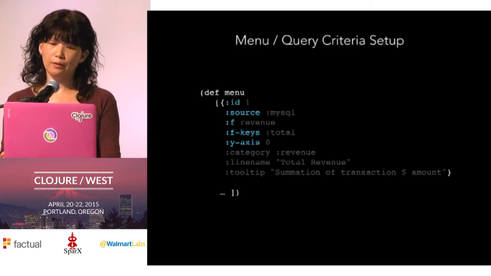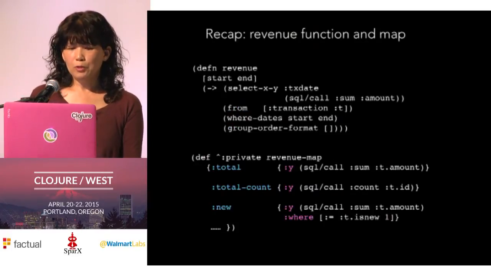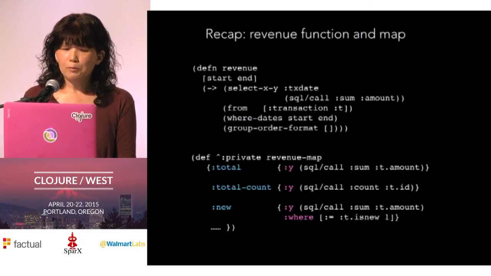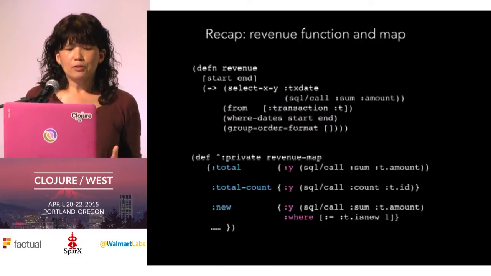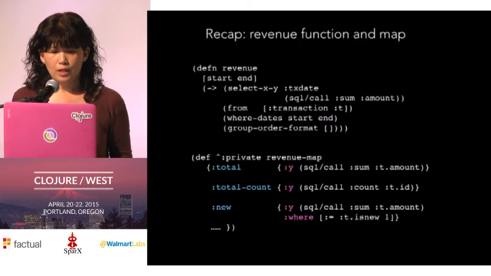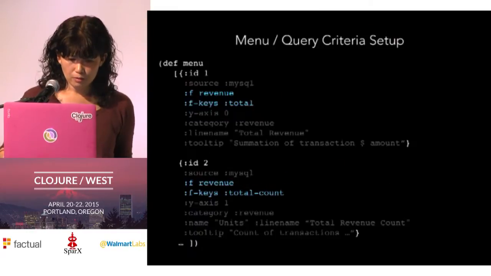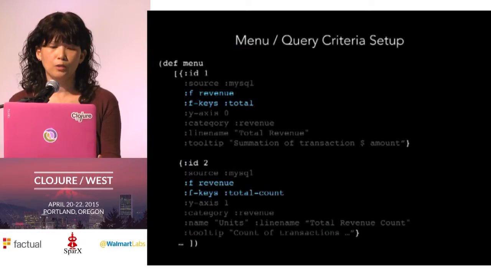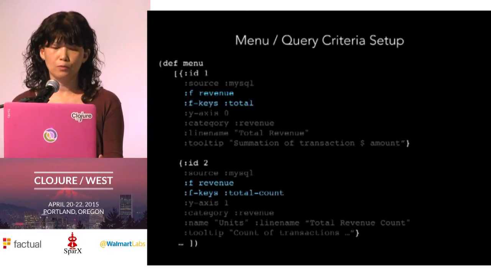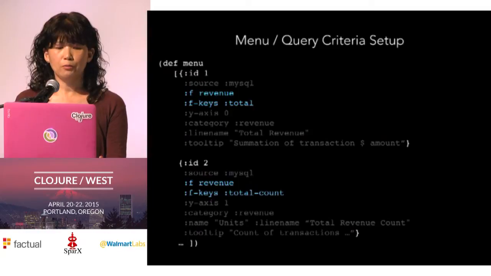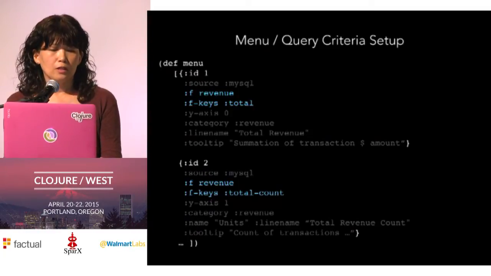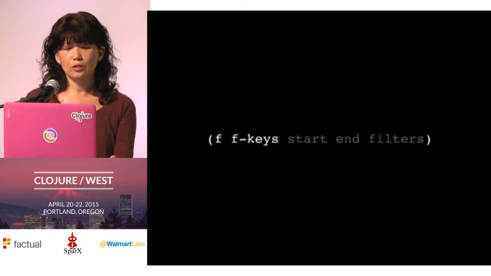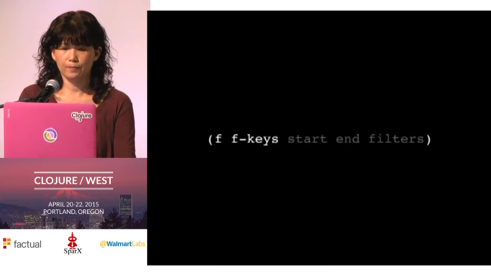So how do we compute data? Recap from the previous section is that we created a revenue function and the revenue map, which has revenue type keys. Each revenue type key has a value, y, and where as optional. Using this information, we can assign function is revenue and function keys is total for ID 1, as in total revenue, for example. So given an ID from the UI, we can obtain a function and a key to construct and run a query at runtime. What we are trying to do is call the function with the function keys.